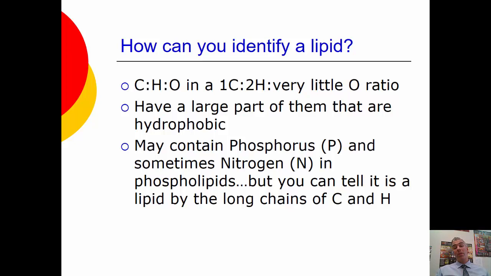And if you remember back when we talked about carbon chains, hydrocarbons are very hydrophobic. It's not until you start adding other things to it that they become more hydrophilic or polar. Another characteristic is sometimes they contain phosphorus and nitrogen, but that's in a special case called phospholipids, and you can still tell in phospholipids that it's a lipid because of the long chains of carbon and hydrogen that they have, even though they also have nitrogen and phosphorus.